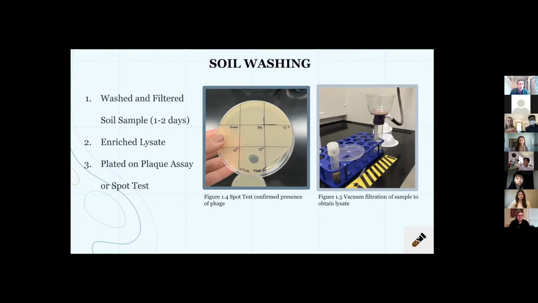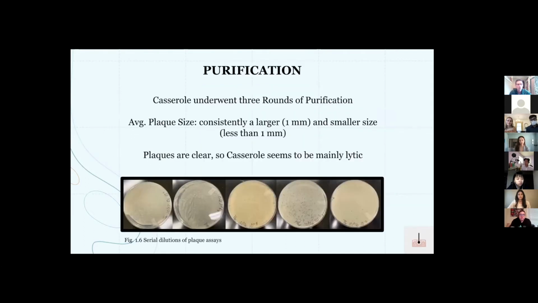So as you can see, we then placed our lysate with top agar and Arthrobacter and performed plaque assays and spot tests. Figure 1.4 shows that there is a clear spot on 10 to the minus 1, which confirms the presence of bacteriophage. Then we moved on to purification.